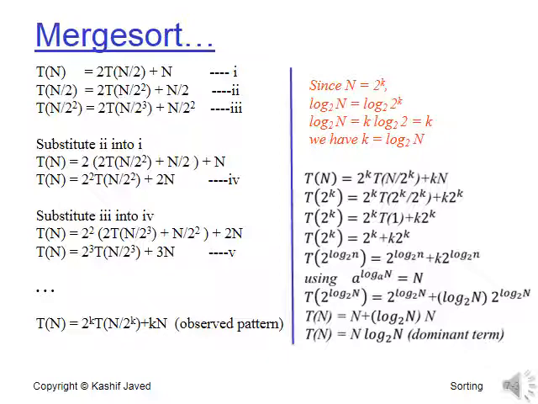T(n) equals 2 to the power k times T(n divided by 2 to the power k) plus k times n. Now since n equals 2 to the power k, if we apply log base 2 on both sides, log base 2 of n equals log base 2 of 2 to the power k, then we can get k equals log base 2 of n.